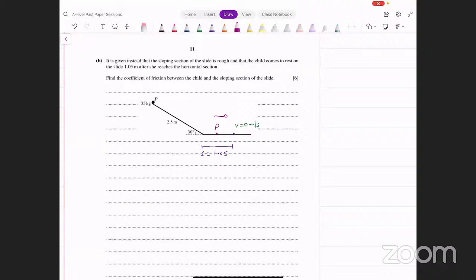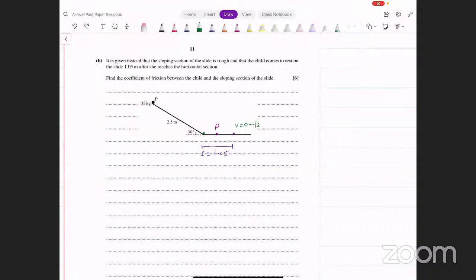Again, here you can use the energy method if you want, or you can use the acceleration approach. That's your choice. Let's use the energy method here as well. Using that, what do we want to do? We want to first find our velocity at this starting point of the horizontal section, right? That's the first thing that we want to do.